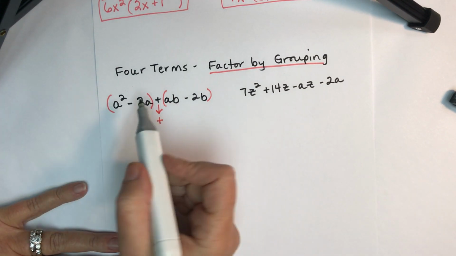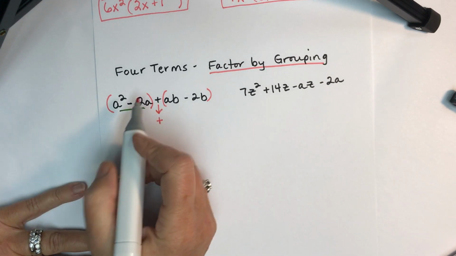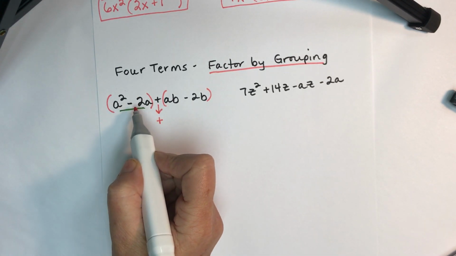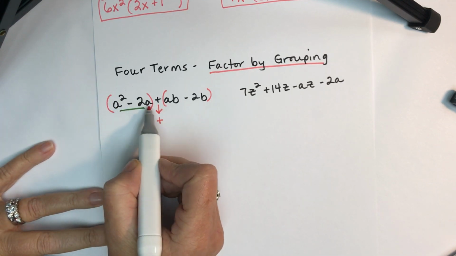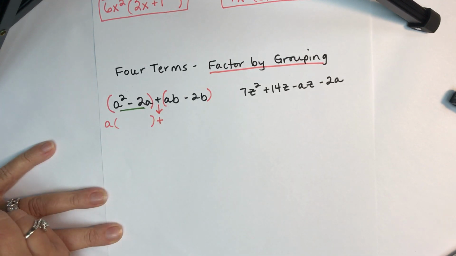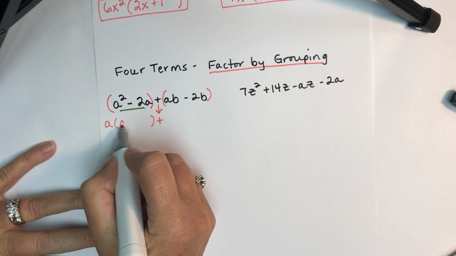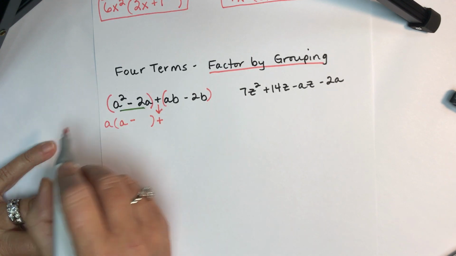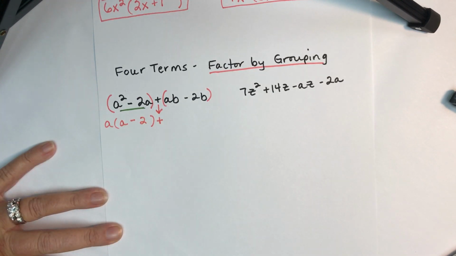Now what you've got left is these now have a common factor. So you're going to look at the first parentheses. They don't have a number in common, so I can't take out a number, but they do both have an A. So I'm going to take out an A, and then to get what's left inside the parentheses, I'm going to divide. So a squared divided by a is a. The minus comes down. 2a divided by a is 2. So I factored the first parentheses.